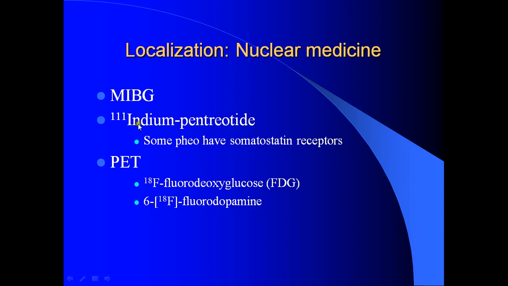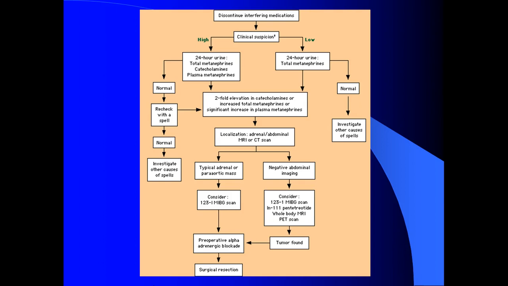Besides MIBG, you can do an indium pentetreotide scan, as some pheos have somatostatin receptors. Then there is the PET scan, which uses fluorodeoxyglucose and fluorodopamine. The dopa PET or dopamine one is a much better option. And now there is another technology, DOTATATE, which is a kind of PET scan, and it is being used.